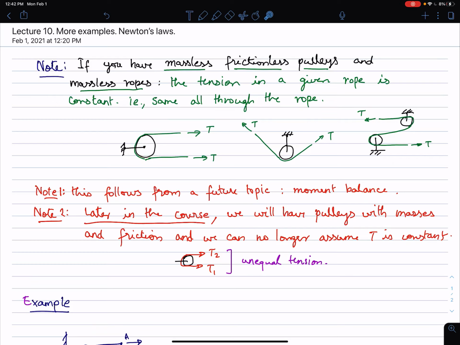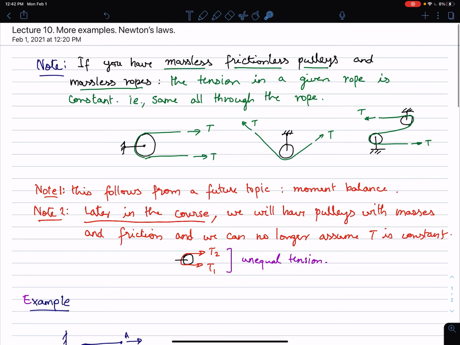Okay, so when all these assumptions are true, then the implication is that if you consider a single rope like so, the tension in that rope is a constant. In other words, the tension here is the same as the tension here, is the same as the tension here, and so on, wherever this rope goes. Similarly, if you have the same kind of pulley like so, the tension here is going to be the same as the tension here, and so on and so forth. If you have multiple pulleys, doesn't matter. As long as it's a single long rope, the tension remains constant.